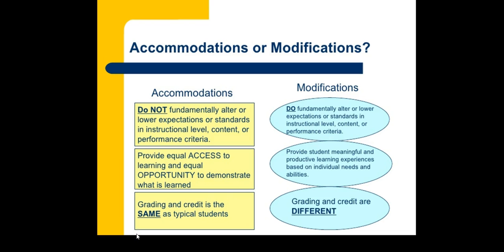So, accommodations do not fundamentally alter or lower expectations or standards in an instructional level, content, or performance area. They provide equal access to learning and equal opportunity to demonstrate what is learned. And grading and credit is the same as typical students. Modifications, on the other hand, as I mentioned, do change the expectations. They provide students meaningful and productive learning experiences based on individual needs and abilities. Grading and credit are different. So in other words, the level of expectation is different than their general education peers.